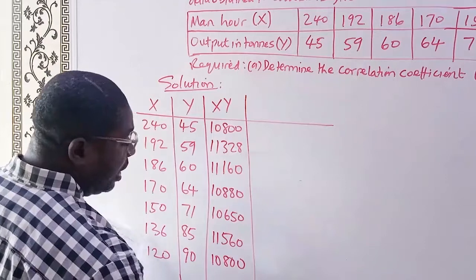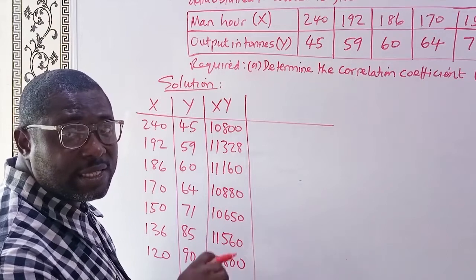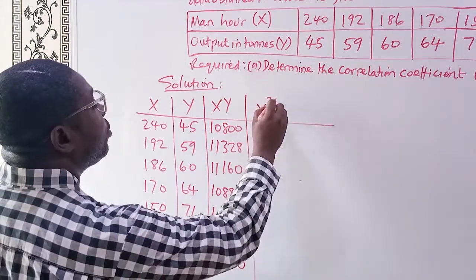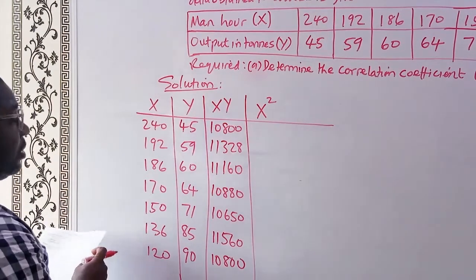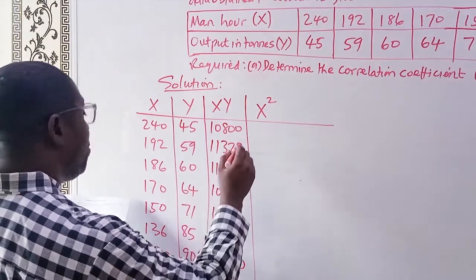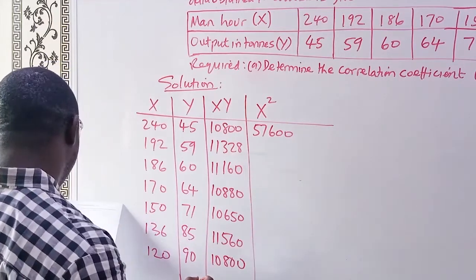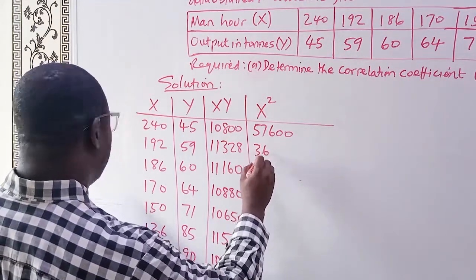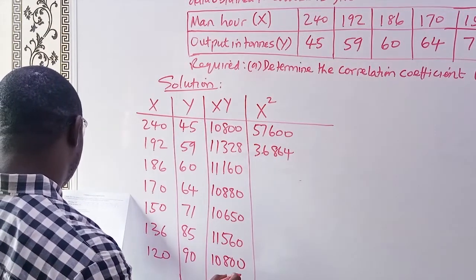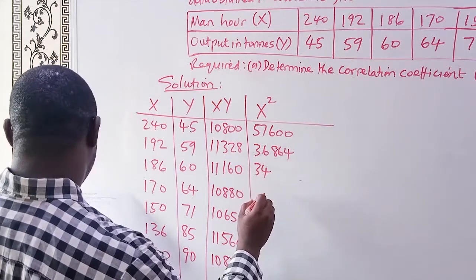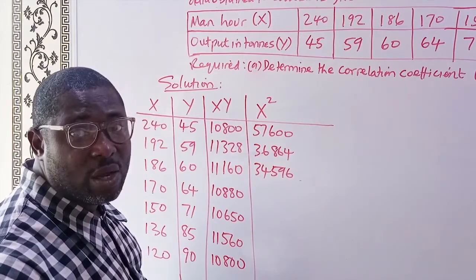What's the next column we need to determine? That is X square. So that is finding the square of these values. The first one, square of 240, will give us 57,600. The square of 192 will give us 36,864. The square of 186 will give us 34,596. I trust you're doing this with me with your calculator.